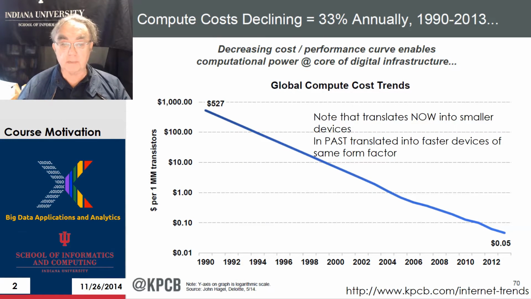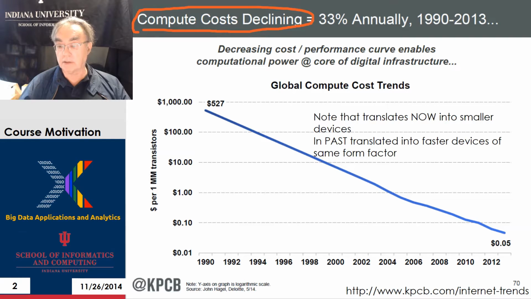Here is the famous Moore's Law curve, the cost of computing as a function of time, which is decreasing exponentially. It shows, over this period from 1990 to 2012, or maybe actually 2014 is the last thing here, a factor of 10,000 decrease.